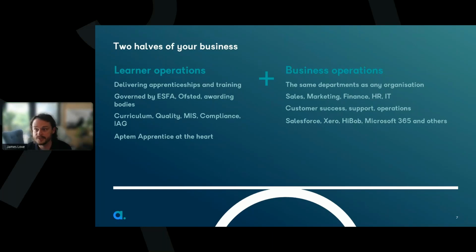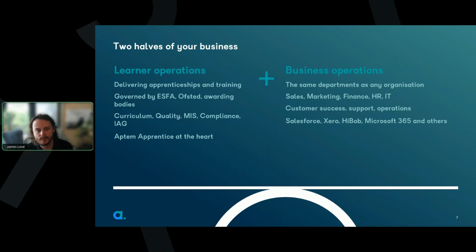On the right, business operations. The departments any organization has to run: sales, marketing, finance, etc. Often there's a customer success team. Usually there's going to be an ops function that holds things together. The tools here could be Salesforce, Xero, HiBob, Microsoft 365, Google, you name it. The tools you use on a day-to-day basis to do your jobs. These 2 worlds are usually run quite separately inside of a provider as it comes to technology. Different leaders, different budgets, different reporting lines, ultimately different silos operating in their own way.